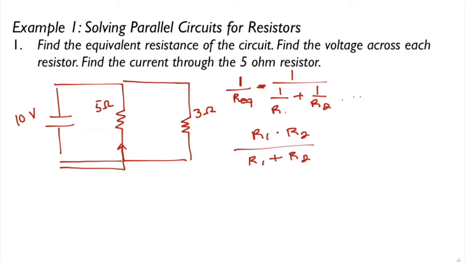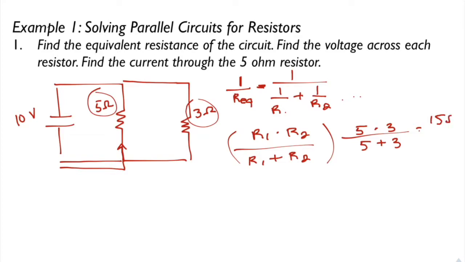So if we want to find the equivalent resistance for this circuit specifically, I'm going to take the two resistances in parallel, which are the 5 ohm resistor and the 3 ohm resistor, and I'm going to add them together. So that will be 5 times 3 over 5 plus 3. So that will be 15 ohms over 8 ohms. And using a calculator, I know that the equivalent resistance will be 1.88 ohms.